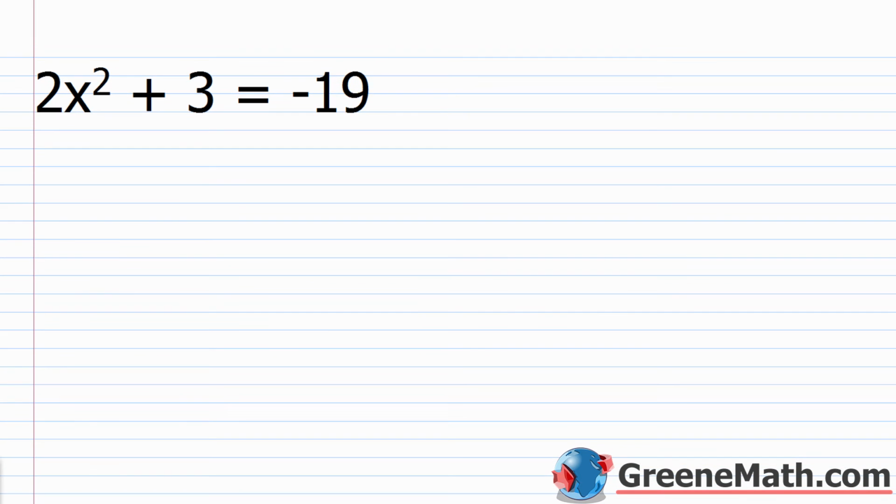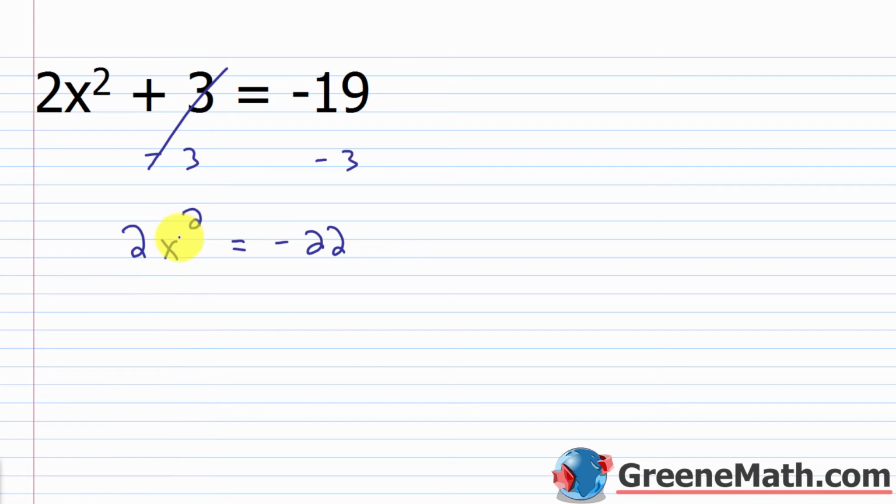All right, let's take a look at another one. So we have 2x squared plus 3 equals negative 19. So again, if I have something squared equal to a number, I can use that square root property. So let me subtract 3 away from each side of the equation. So that'll go away. We'll have 2x squared is equal to negative 19 minus 3 is negative 22.